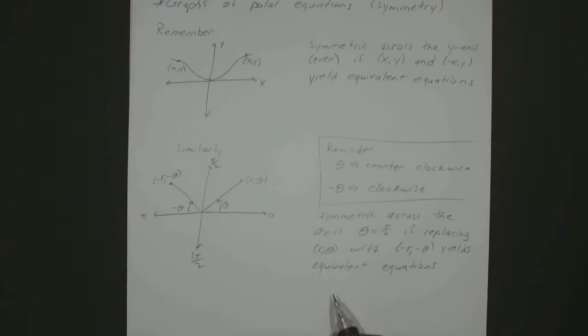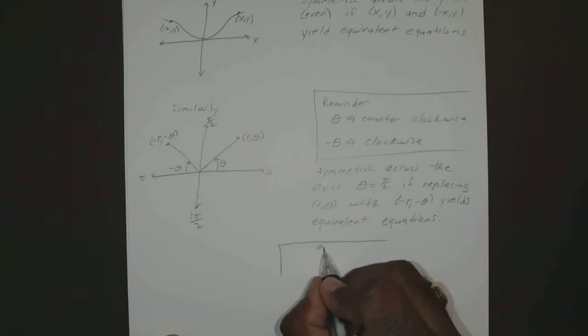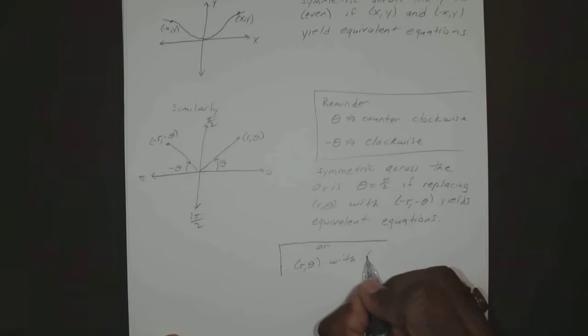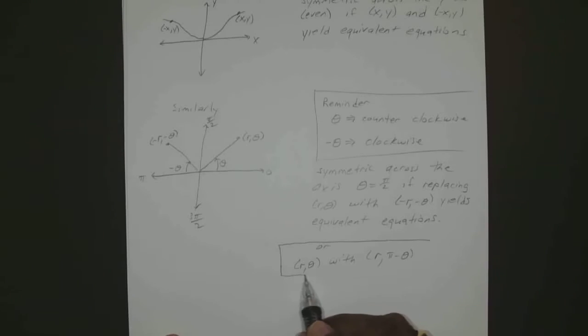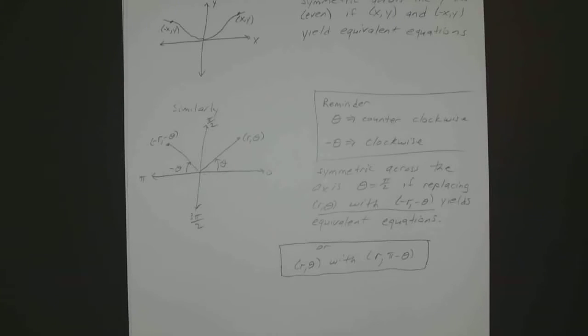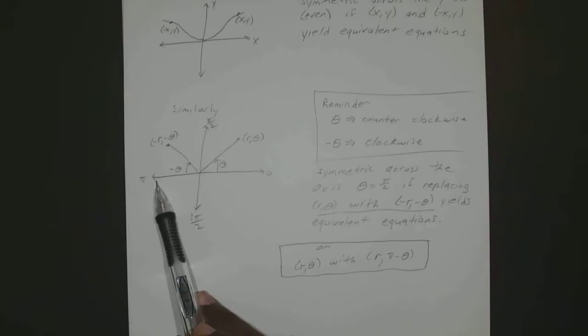Okay, or if you want to, which this one isn't used very much, you could replace r, theta with r, pi minus theta. There are a couple other ones, but like I said, you can use either one you want. But for the most part, this is usually the easiest. Okay, so if you went out for your radius, then went pi minus theta, it would put you at the same spot.